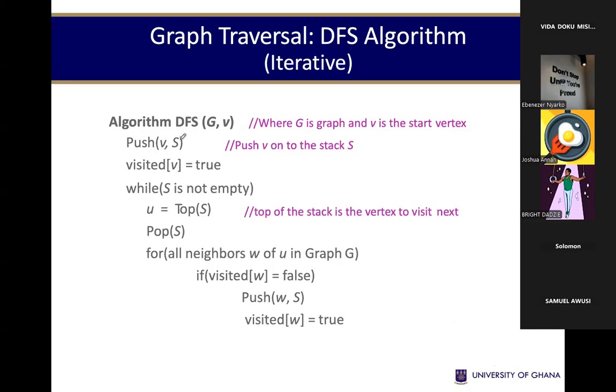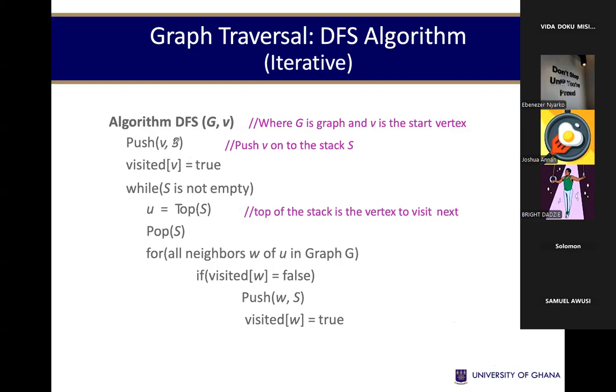Then we have what we refer to as the pop. The pop means that you are removing the vein from the stack. And then we have what we refer to as the top. The top will tell us the element at the topmost of the stack. That's it. Are we good? So these are the three things we use when you're dealing with the stack, okay?